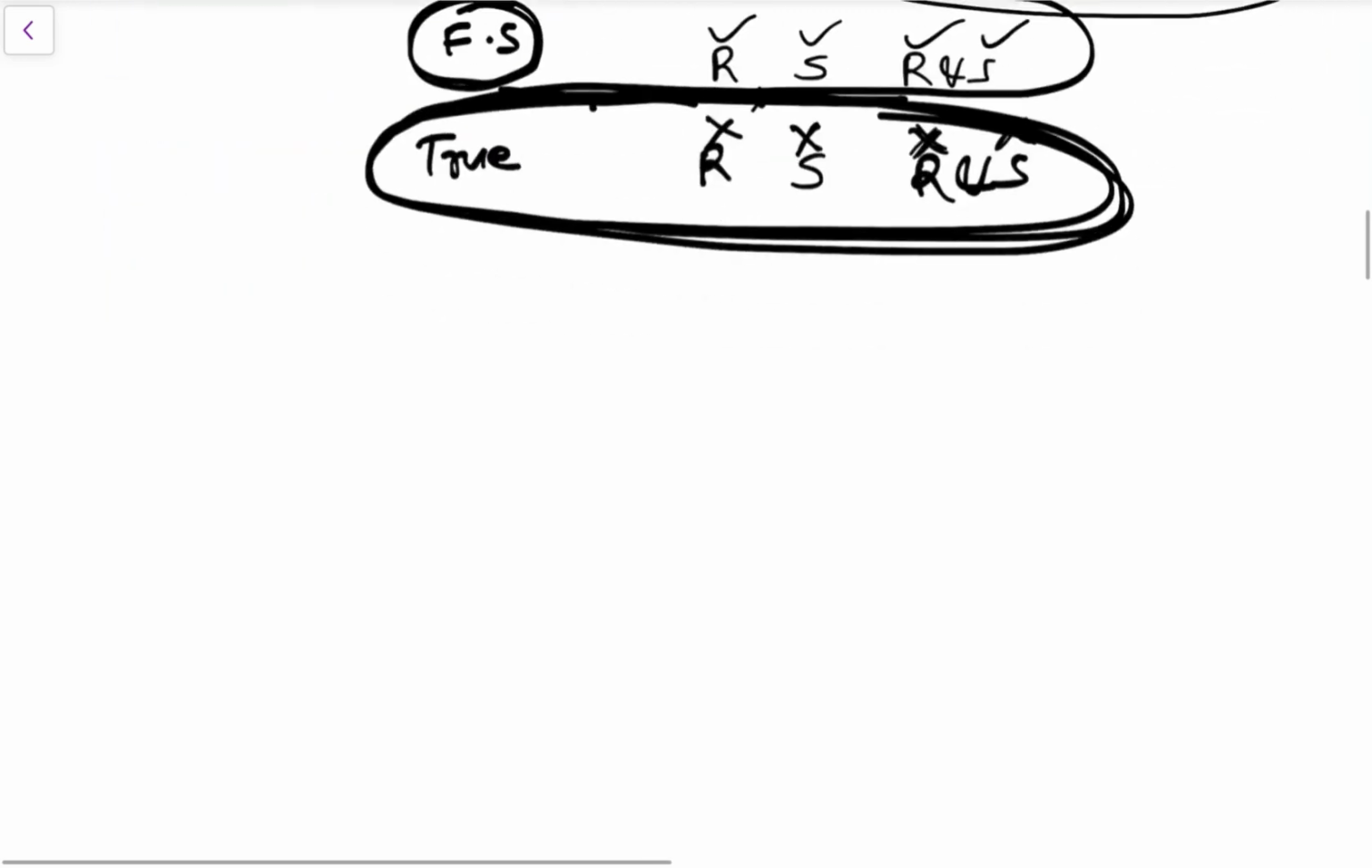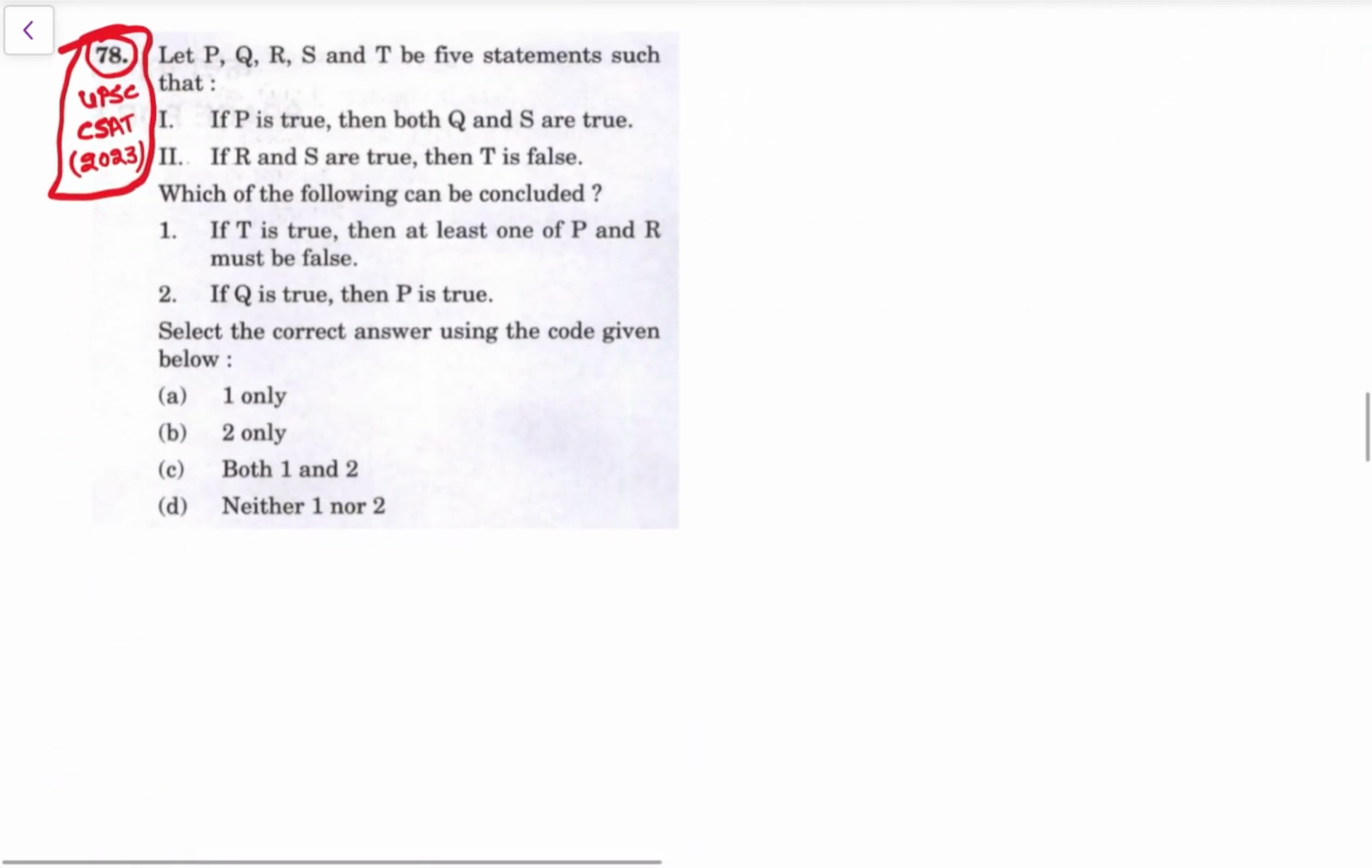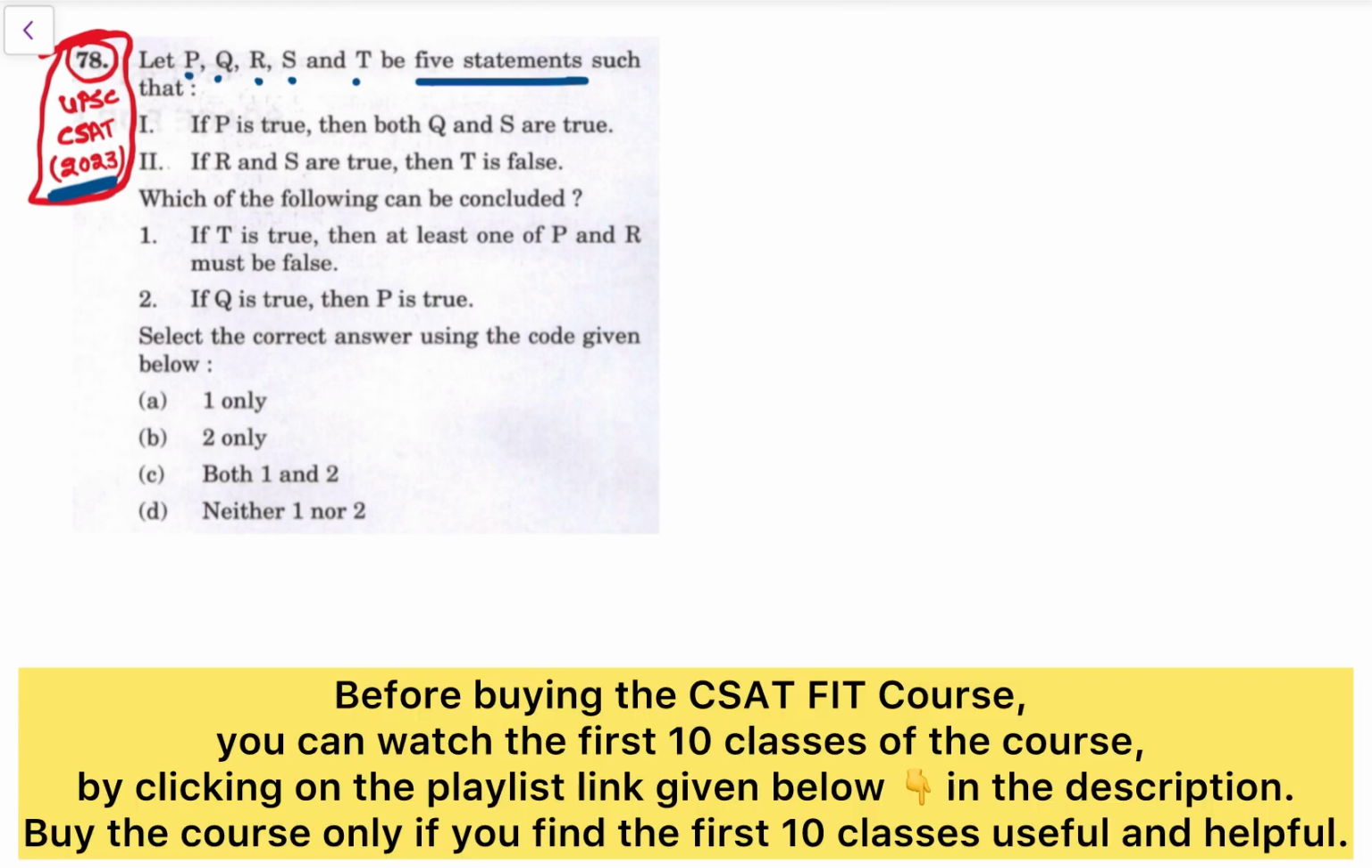Now let's see the next question. This is a question asked in UPSC CSAT 2023. Let P, Q, R, S and T be the 5 statements such that, this is another type of question. Statement 1 is saying that if P is true, then both Q and S are true.